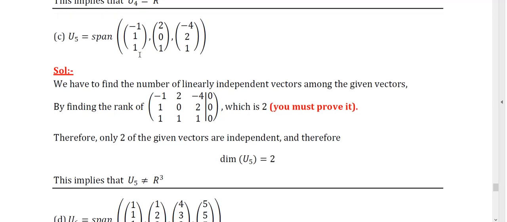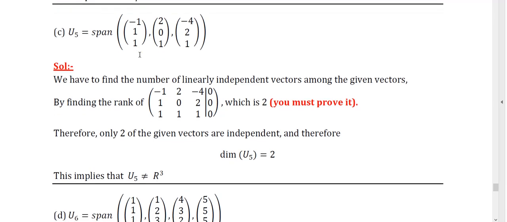Okay, here in part C, we have 3 vectors, and each of them belongs to R3. So we suspect that this U5 would be R3 as well. So we have to check first the linear independence, because we need to check whether they are bases or not. So we check the linear independence, and we will find that only 2 vectors are linearly independent, and this means that their dimension is equal to 2.